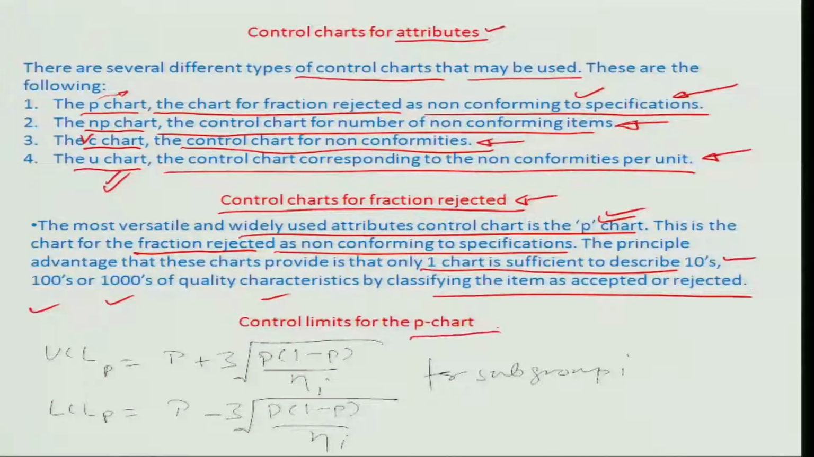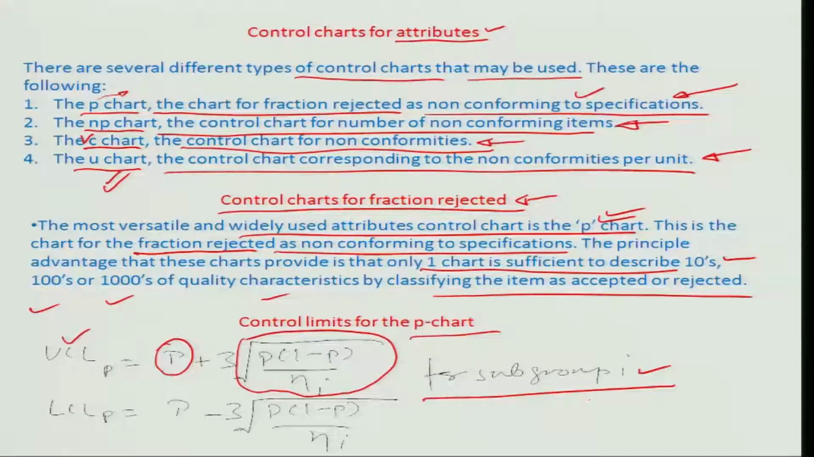So, in a P chart, the control limit comes out as follows. This is the standard deviation for P, and this is the mean for the P chart, as I think we illustrated earlier, for subgroup size n_i. So, you are basically trying to plot the chart within P plus or minus 3 times the standard deviation of P, which is the square root of P into (1 minus P) divided by n_i. That is how you can plot the control limits.